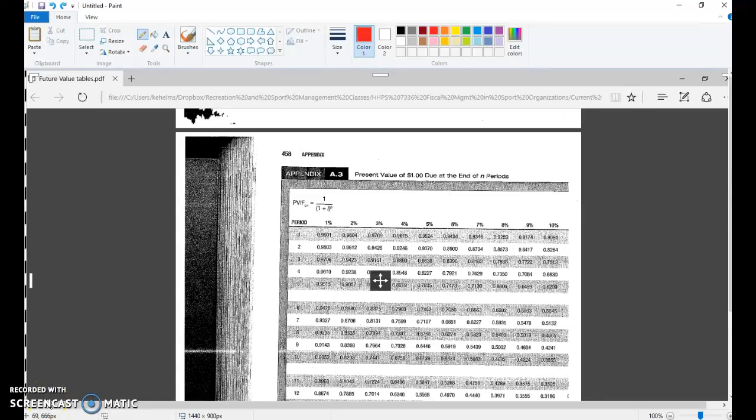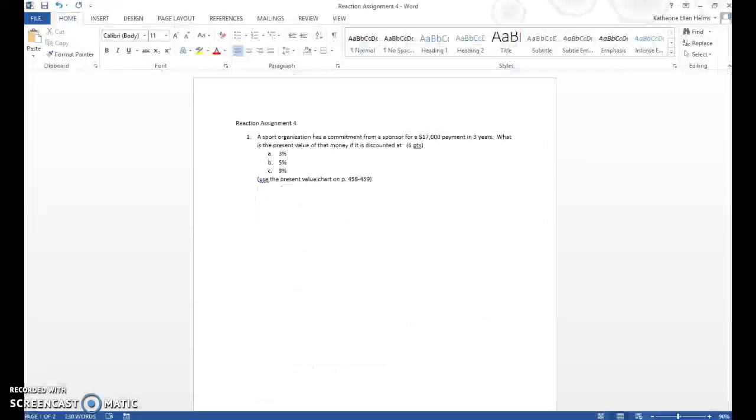Our first question in reaction assignment number 4 asks us to calculate the present value of money. And so we're going to use the present value chart. The present value of money is discussed on page 98 and 99 of your textbook, and it instructs us to use the present value chart on page 458 and 459. That's much easier than using the formula, so we are going to do that.